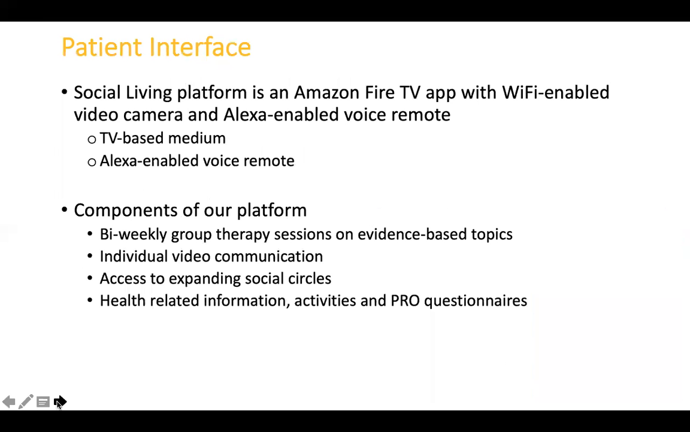Now going into the patient interface, the components of our platform were based on components from a systematic review that we conducted of TV interventions for socially isolated older adults. This drove the inclusion of group therapy sessions, individual video communication, and access to expanding social circles, as well as health-related information and activities and the PROs. The PRO questionnaires are from the Patient-Reported Outcomes Measurement Information System, PROMIS, the short form social isolation, and the EuroQol 5 dimensions, 5 levels of quality of life.